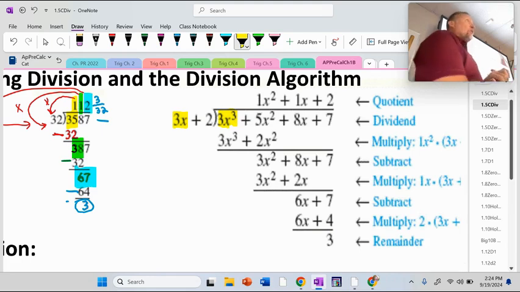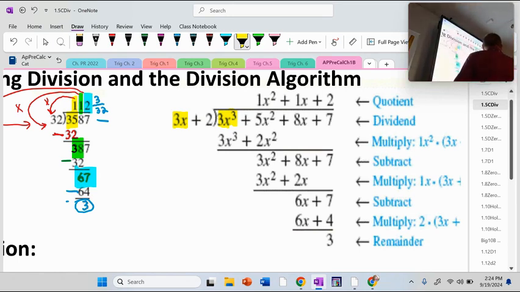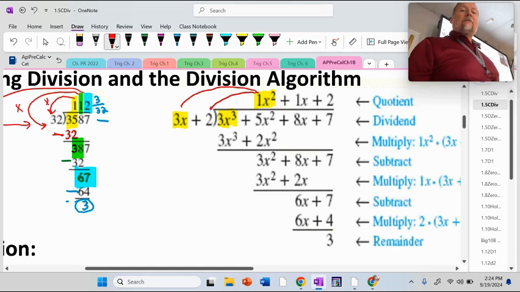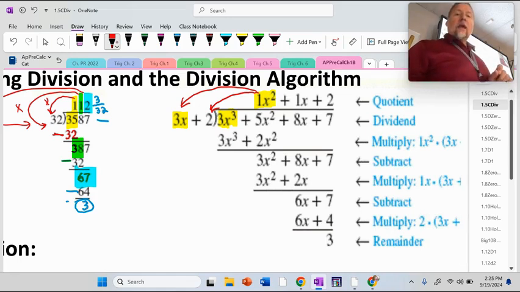And then I can ask anyone, what times 3x equals 3x cubed? Just like what times 32 equals 35, the answer was 1. What's this answer? What times 3x equals 3x cubed? X squared, and that's why it's here. And then do this. Draw these lines. This is where this is different. This means distribution. I need to distribute that x squared, and then that's where this row comes in.